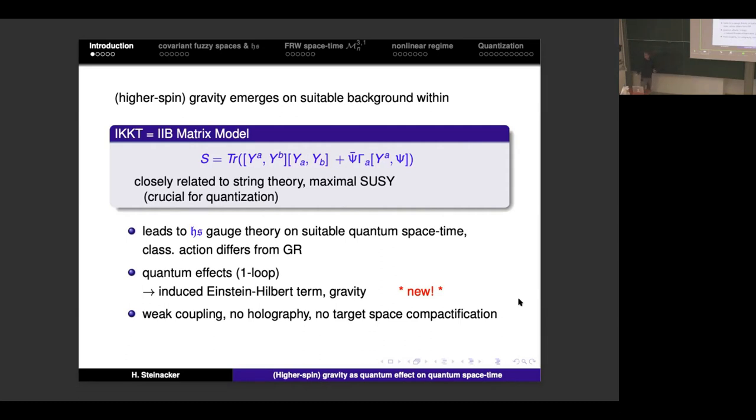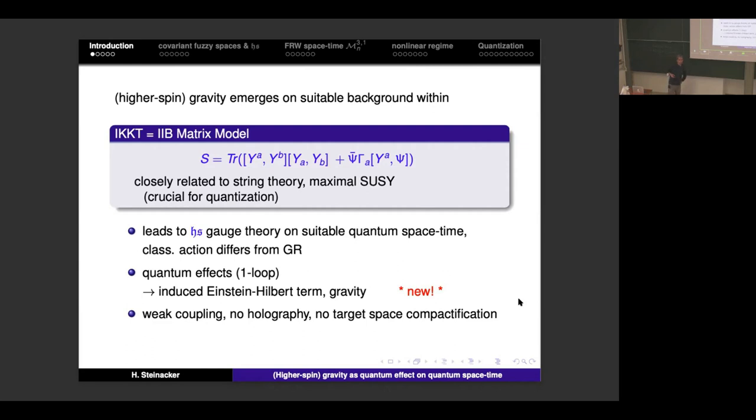Okay, so they introduced this model 25 years ago, and it was intended as a non-perturbative or constructive definition of string theory. There's another model, maybe better known nowadays, called the IKKT model, which is due to David Toppe and Nikolai, and is a little bit dual to it. But anyway, this model has been around for a long time, and it's very special for various reasons. The most important reason is that it enjoys maximal supersymmetry.